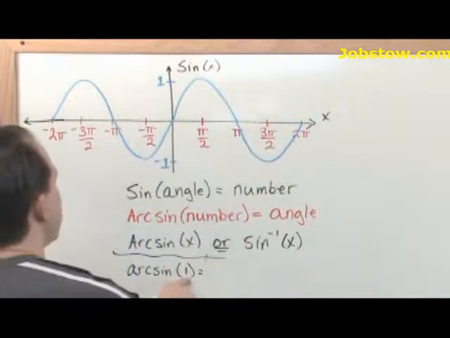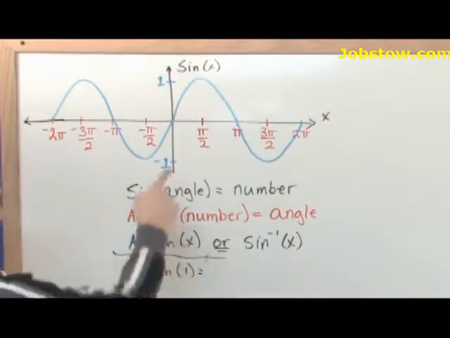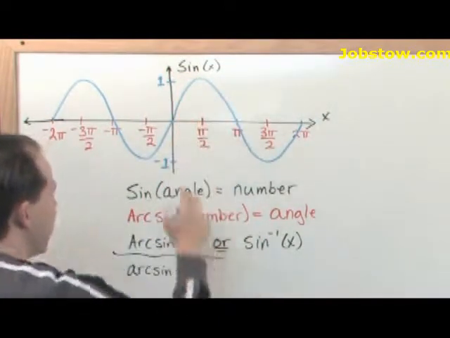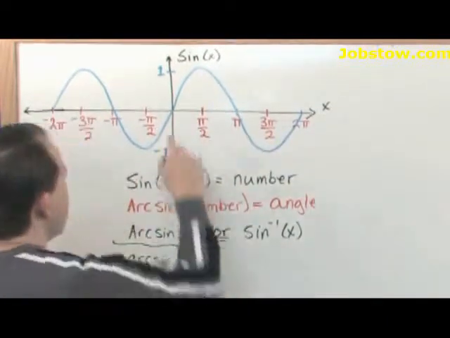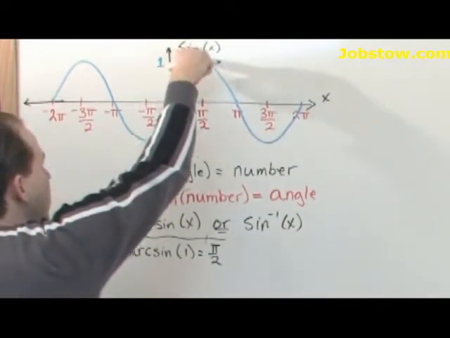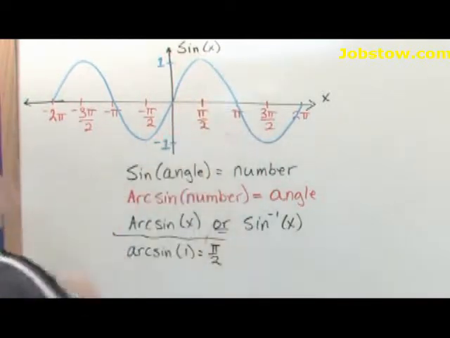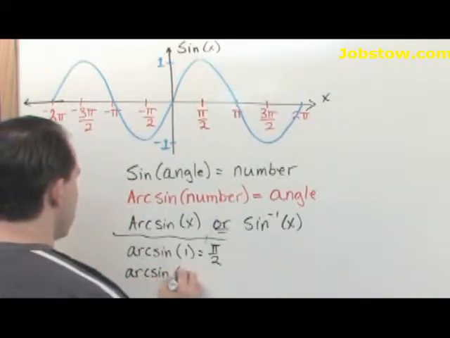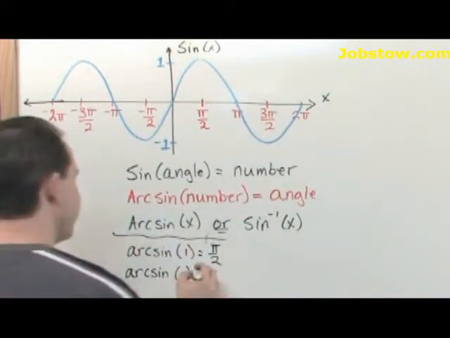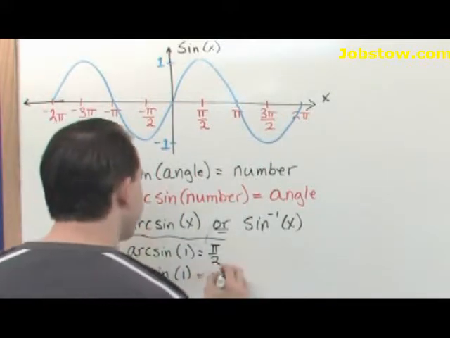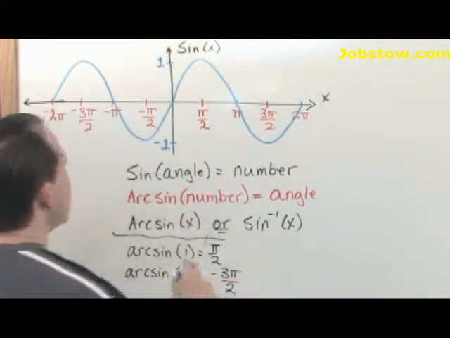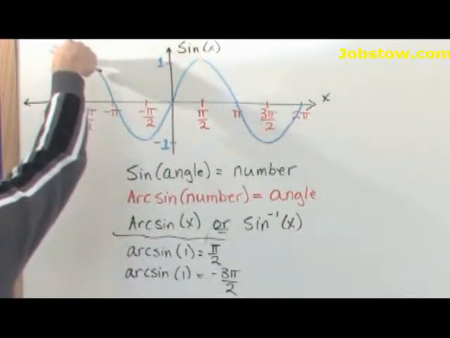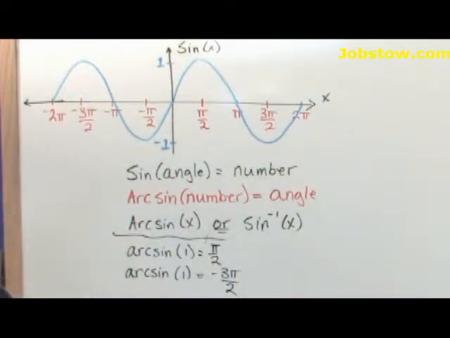If I put this in my calculator, or you just look at the graph here, you can see the angle you're going to get back is pi over 2. Okay? So if I put in the arcsine of positive 1, I'm going to get back the corresponding angle, which is pi over 2. That's what that's telling me. But also notice that if I put in the arcsine of 1, an equally valid angle is negative 3 pi over 2. Because look, if I go over here and map it over here, negative 3 pi over 2 is an equally valid angle.